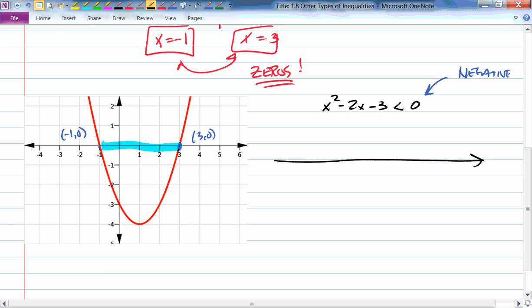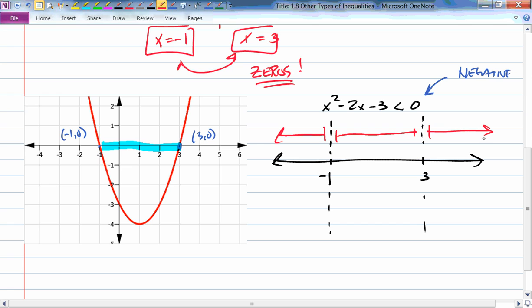We're going to create a number line that's going to be representative of the x-axis. And we're going to put the important pieces of information, negative 1 and 3. And what we're going to do is we're going to divide the real number line into 3 individual intervals. So I'm going to have this interval here. Okay, I'm going to have this interval in the middle here. And I'm going to have this interval here.